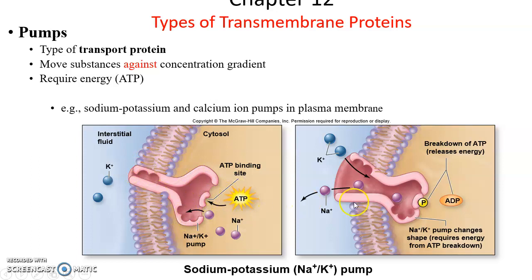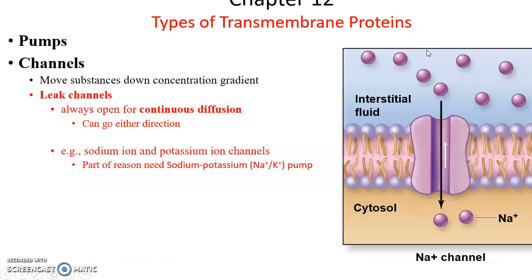You add energy and it allows sodium ions to leave, 3 sodium ions leave the inside of the cell, go into the outside of the cell, and then it allows 2 potassium ions to go from outside the cell and move into the cell. 3 sodium out, 2 potassium in per ATP expended.